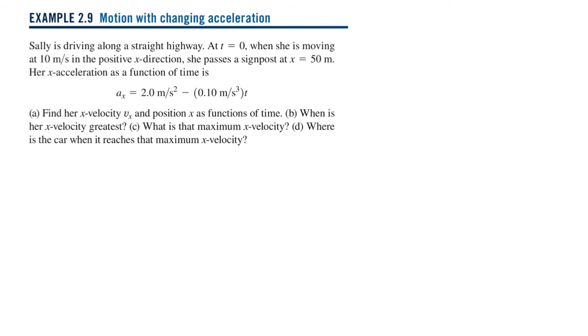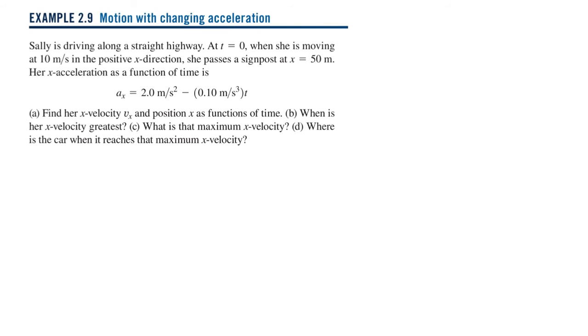So for our example, we're going to be doing example 2.9 from the book, which is motion with changing acceleration. It says Sally is driving along a straight highway. At time equals 0 she is moving at 10 meters per second in the positive x direction. She passes a signpost at x equals 50 meters. Her x acceleration as a function of time is ax equals 2 meters per second squared minus 0.1 meters per second cubed times time. Question A says find her x velocity vx and position x as functions of time.